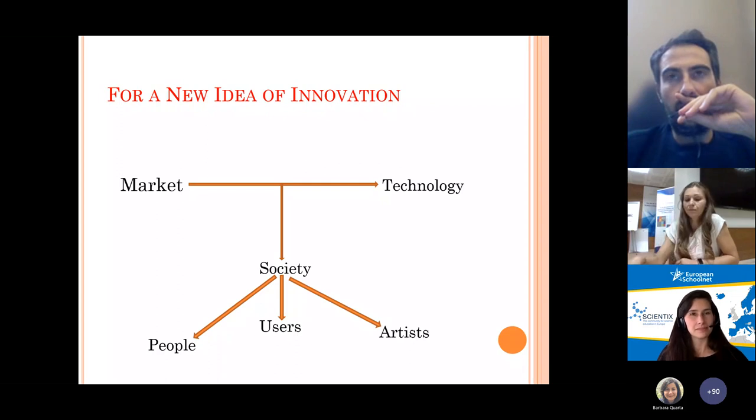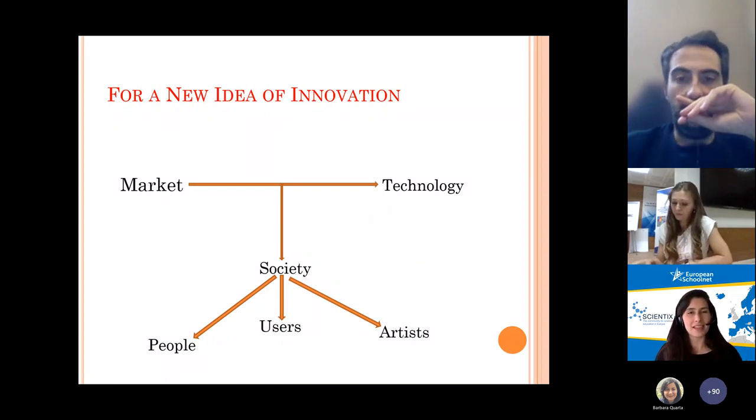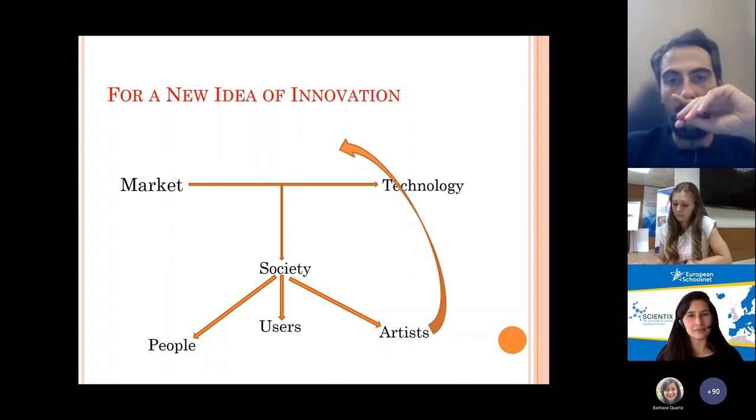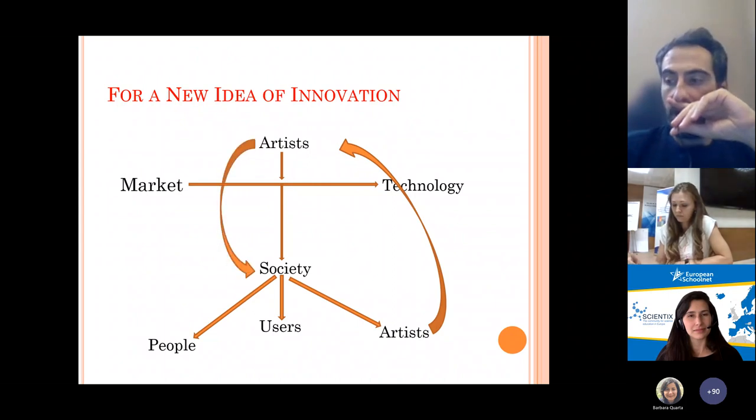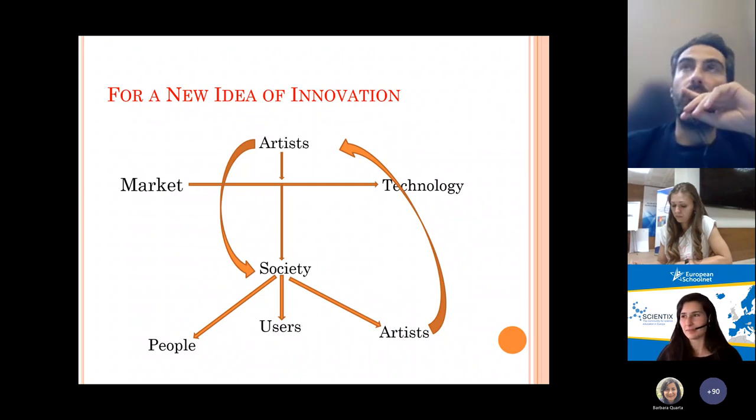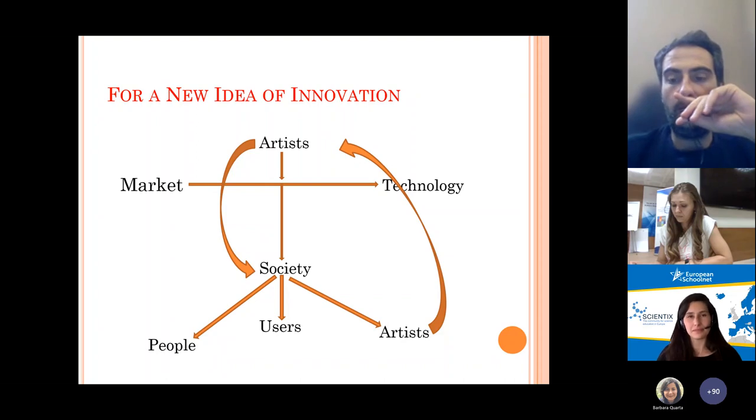I would like to give a different interpretation of this scheme, after our example. If we can put the artist on the top, as the trigger of a new idea of innovation, and a new idea of creating an impact on technology, the artist can be working with technology, working in a research center, and they can be a real engine for innovation.